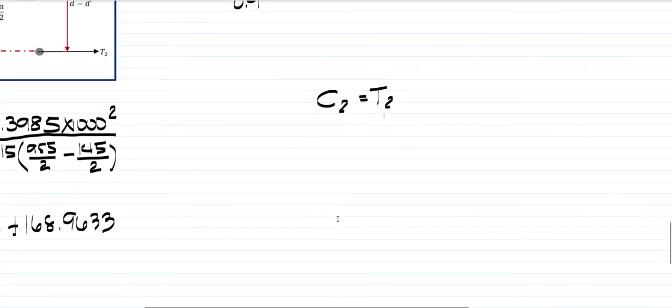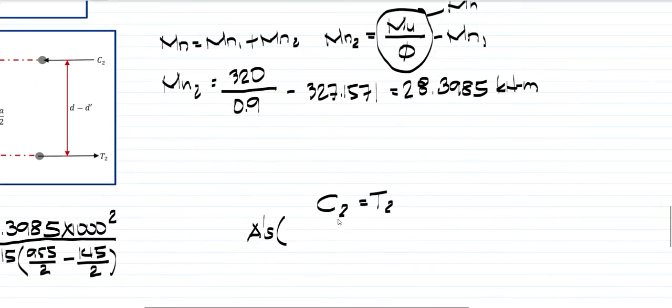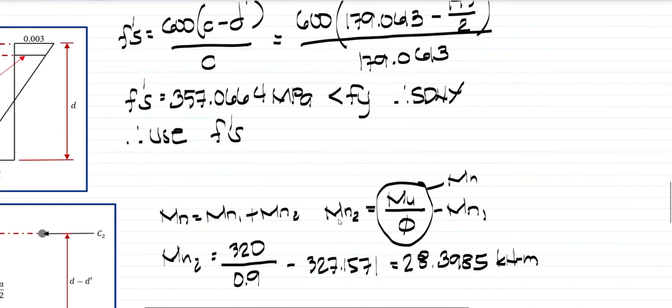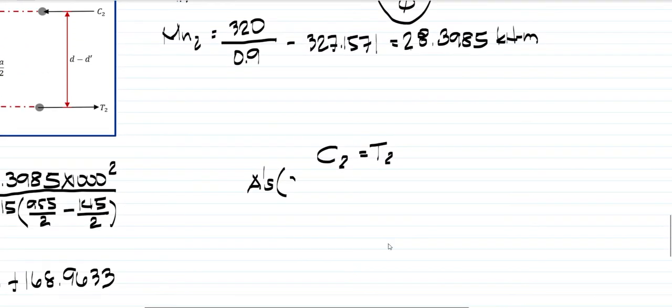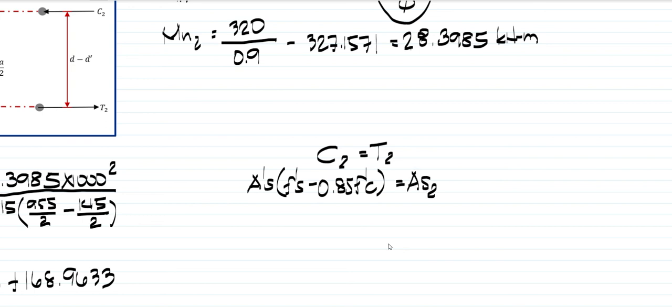So, for that instance, we have A prime S for our compression side. That is A prime S. Ngayon, ang gagamitin natin, since na-prove natin kanina dito na kailangan natin gamitin yung F prime S kasi the compression steel is not yielding. So, that should be F prime S minus 0.85 of our F prime C is equal to AS2 Fy.